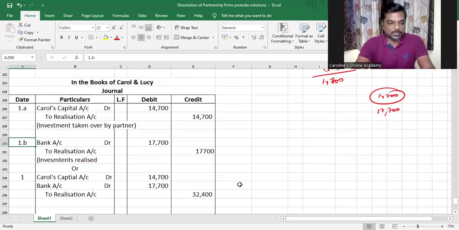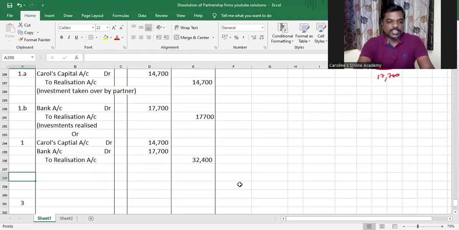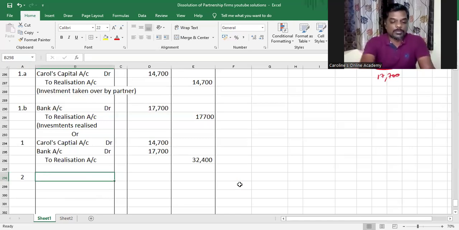So next transaction. What is the next transaction, my dear children? Lacey is allowed a remuneration of rupees 13,000 for dissolution work and is to bear all expenses of realization, which amounted to 5,000 and were paid by the firm. So Lacey is basically supposed to take care of all the realization expenses, but it apparently was paid by the firm. And Lacey is given a remuneration of 13,000. So when Lacey is given a remuneration of 13,000, it's an expense for the firm. Am I right or not, my dear children?